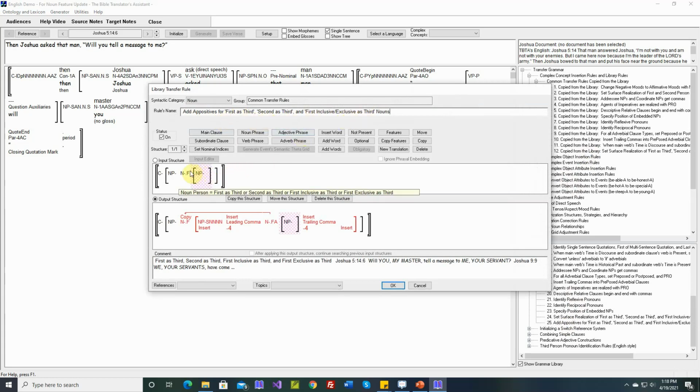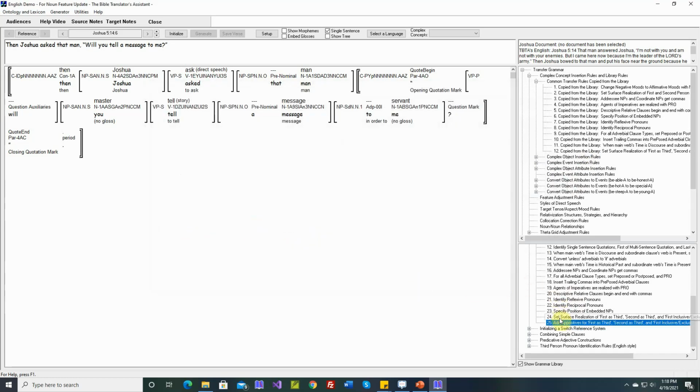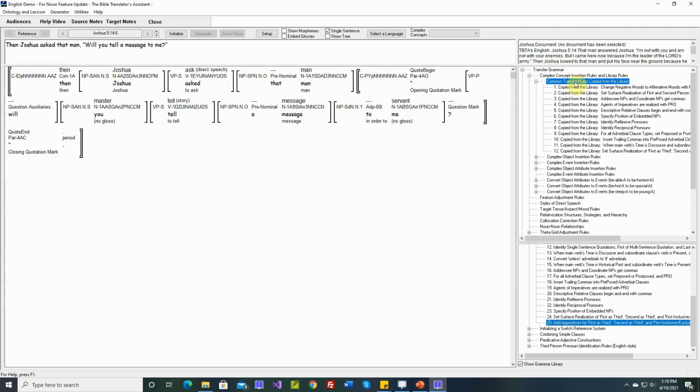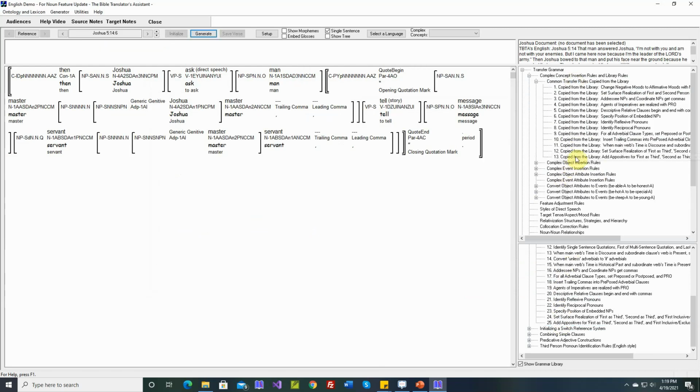So this rule looks for these nouns with these particular person values, and there may or may not be a modifying noun phrase. Then it inserts a noun phrase, puts in a leading and trailing comma, and copies this noun out. You don't need to understand the details of this. We're just going to drag this up into our project. So now it's here.